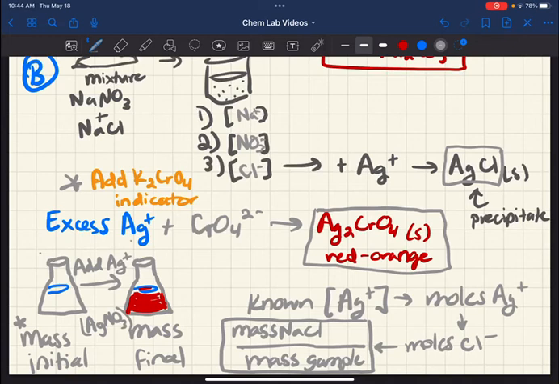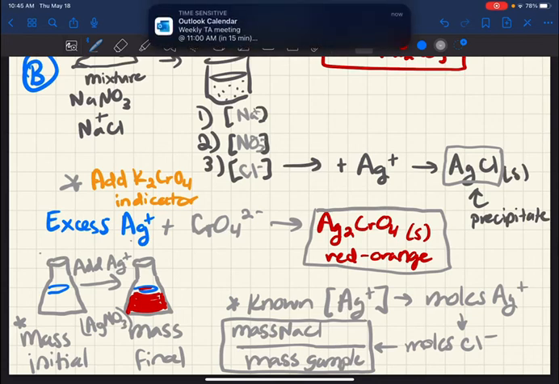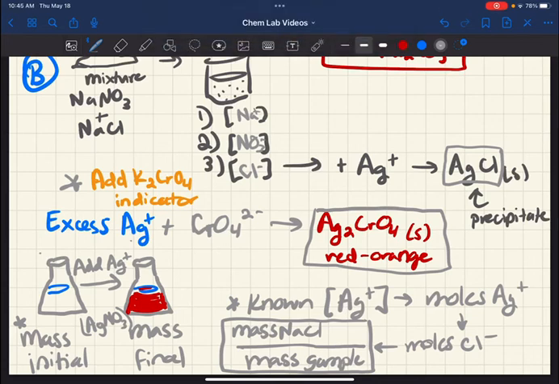So at some point, we'll notice an additional drop turns our whole solution red or red-orange, and that is when we will stop because we don't want to add any more. So we'll take the mass of the final solution, and that will determine the amount of silver that had to be added. So we're going to use the known concentration of the silver nitrate solution. We'll use the known concentration of silver in solution to determine how many moles of silver must have been in the solution.